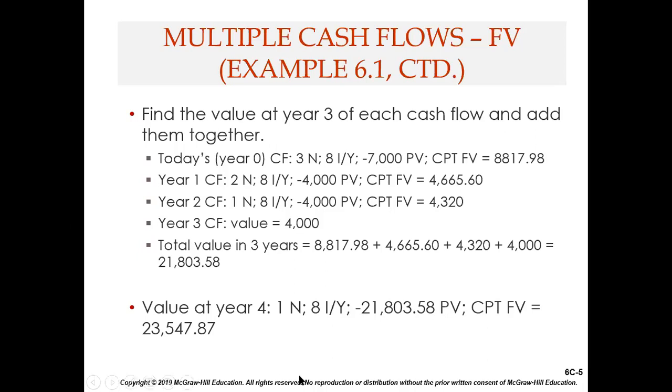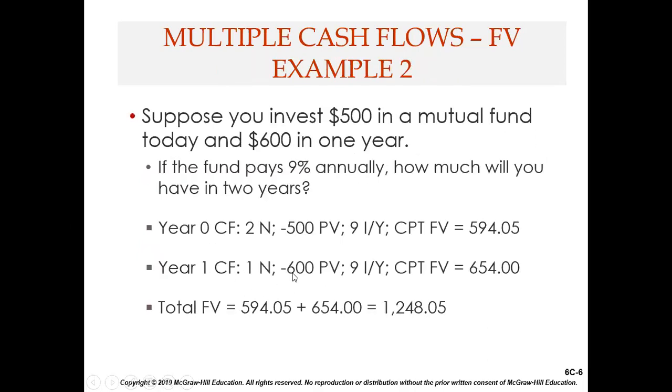23,547.87. Okay, so you get the same answer either way. But when you have multiple cash flows, especially when they're different and happening at different times, we need to calculate them separately. Suppose you invest $500 in a mutual fund today and $600 in 1 year. If the fund pays 9% annually, how much will you have in 2 years?